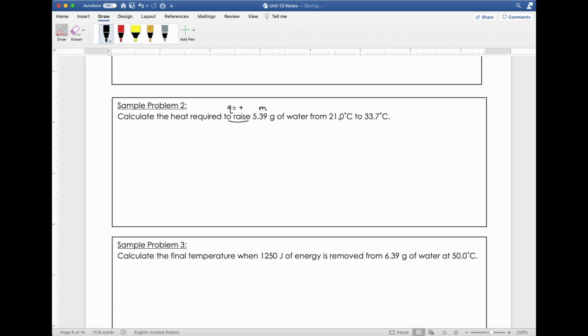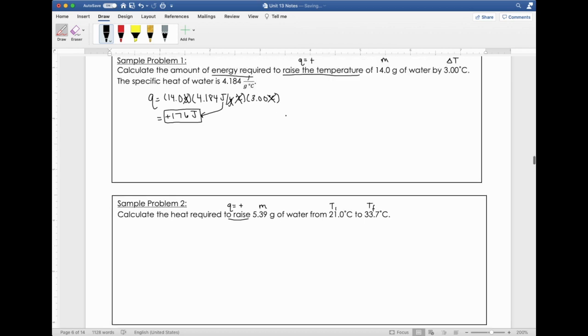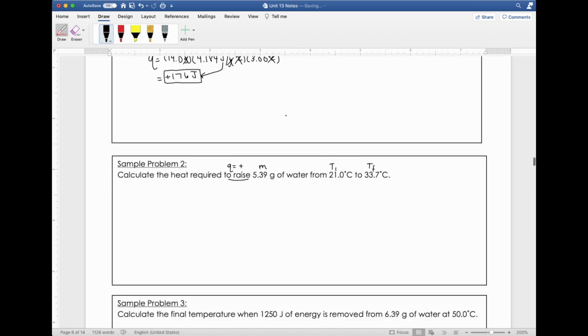And I do have a change in temperature here, but I do have to calculate that delta T. So I'm changing it from 21 to 33.7. So my 33.7 is my final temperature because that's what I'm bringing it to, whereas 21 is my initial. I'm not given C because we just did an example with water, so the C is going to be exactly the same. Otherwise, again, we're just going to plug it into Q equals MC delta T.